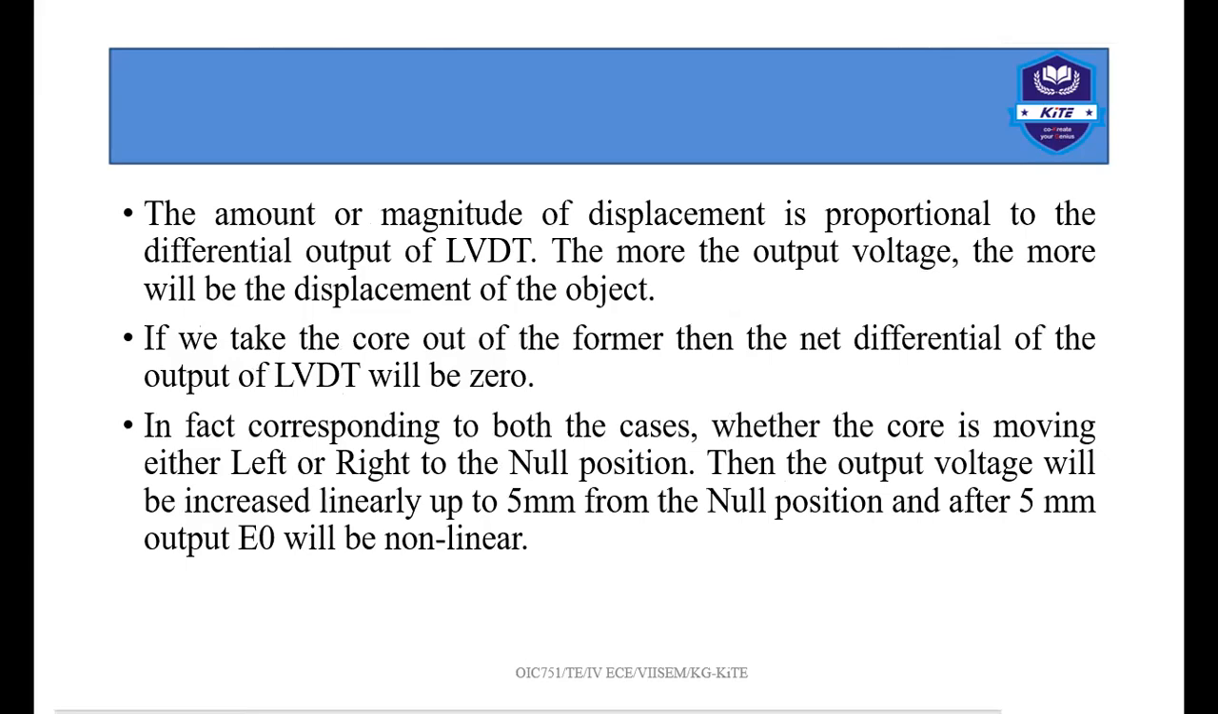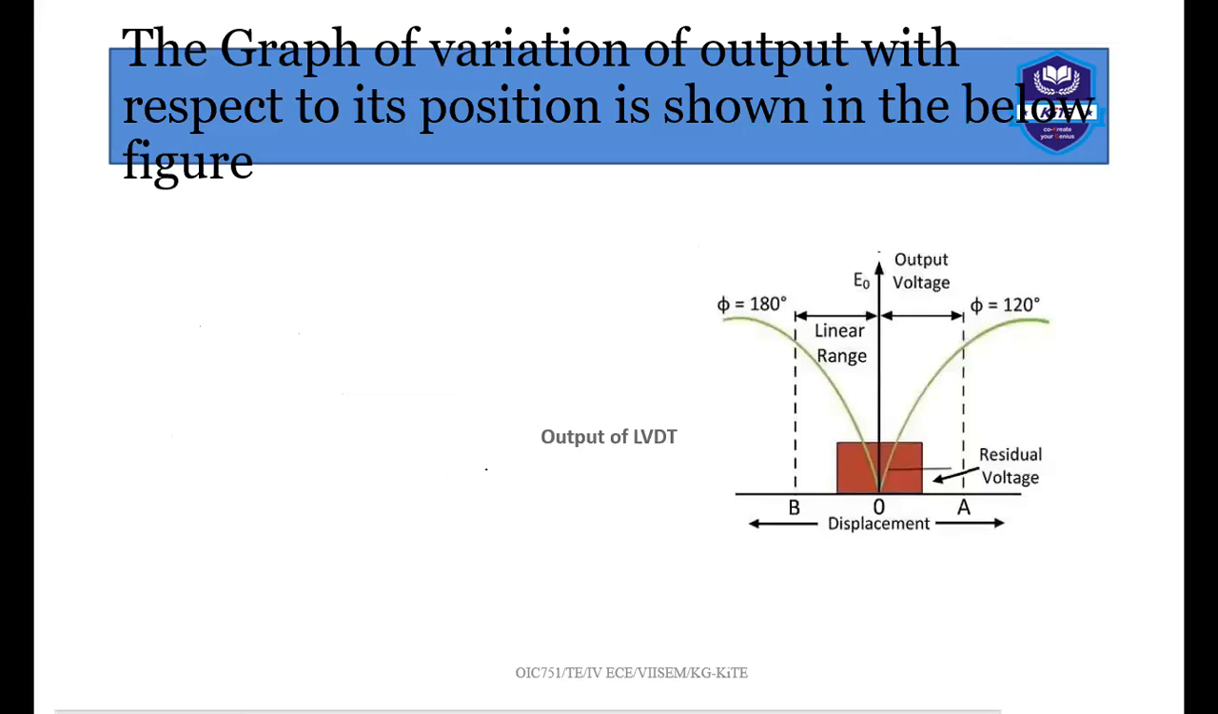So what's happening here? Corresponding to both cases, whether the core is moving to the left or right or to the null position, the output voltage will increase linearly up to 5 mm of the null position. And after 5 mm, output E naught will be non-linear. This is the graph of the variation of output with respect to position, represented in the graph. A represents the residual voltage, and the gap between O and B represents the linear voltage, and OA represents the residual voltage.